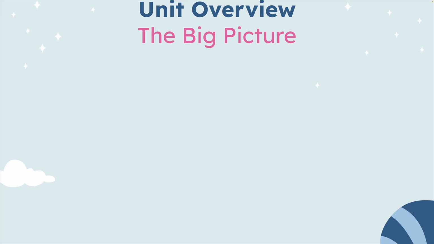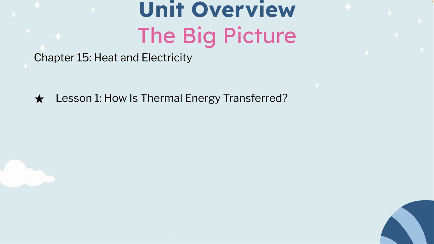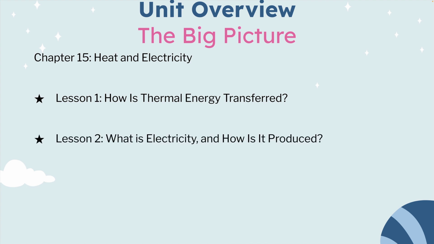Unit Overview, the big picture. Chapter 15 is all about heat and electricity. In Lesson 1, we saw how thermal energy is transferred. In Lesson 2, we're going to see what electricity is and how it's produced. And in Lesson 3, we'll explore what a circuit is.